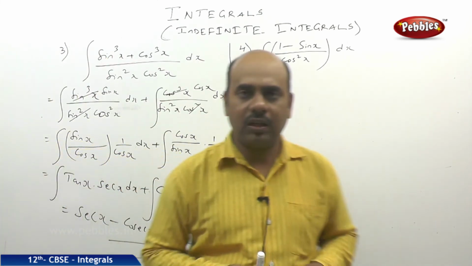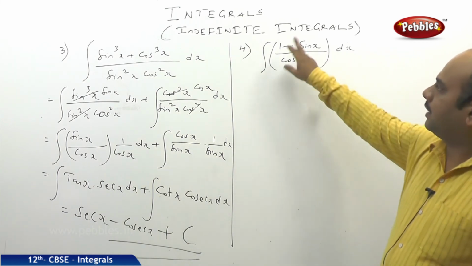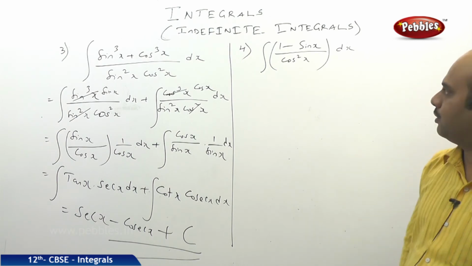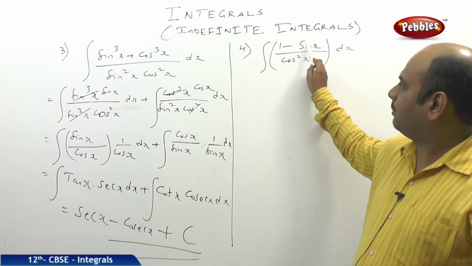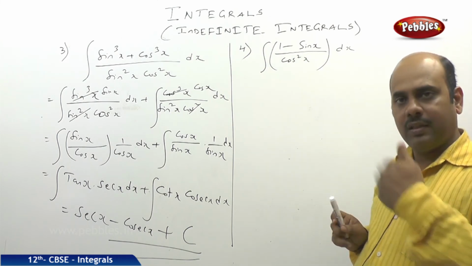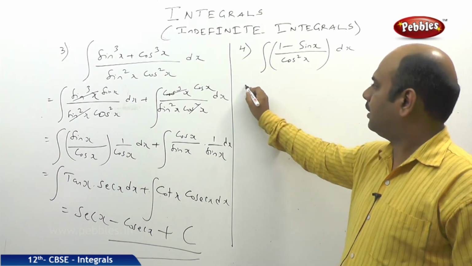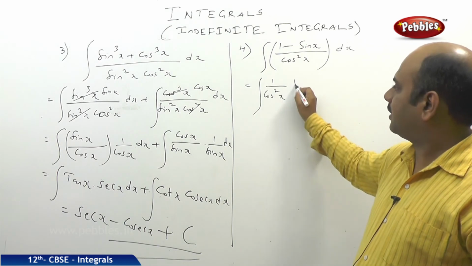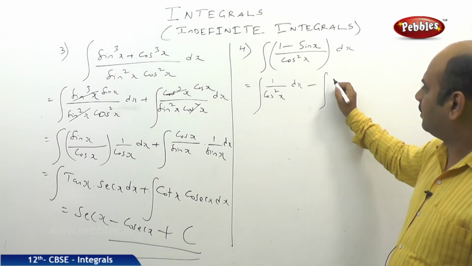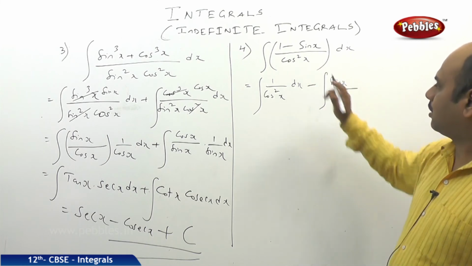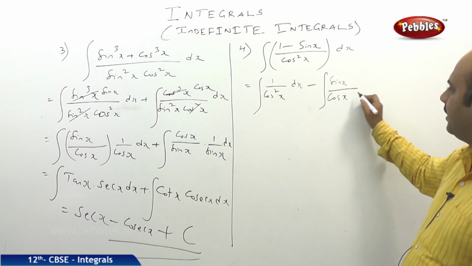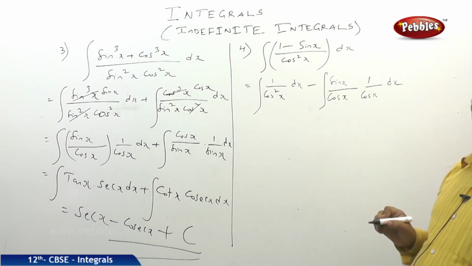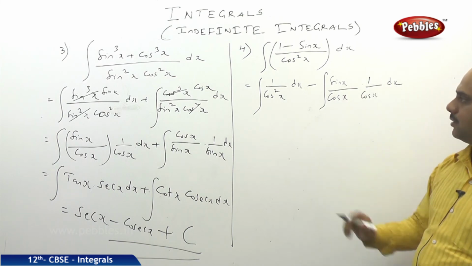Now I will be going for another problem. Integral of 1 minus sin x by cos square x dx. Very beautiful problem. It is also looking like a minus b by c, so I can make it as a by c minus b by c. So here what happens, integral of 1 by cos square x dx minus integral of sin x by cos square x is there, so cos square x I will be writing as cos x into cos x, can I write like this, sin x by cos x into 1 by cos x dx.